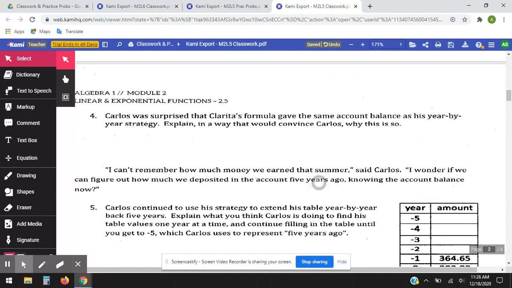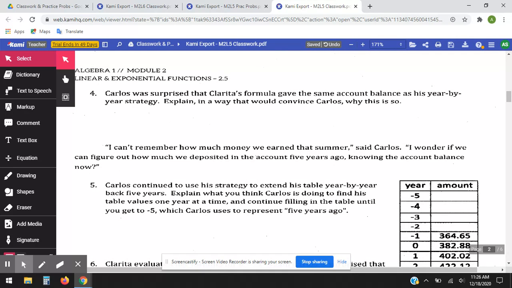All right, so let's scroll on down. Carlos was surprised that Clarita's formula gave the same account balance as his year-by-year strategy. Explain in a way that would convince Carlos why this is so. That's kind of similar to what we were doing before.